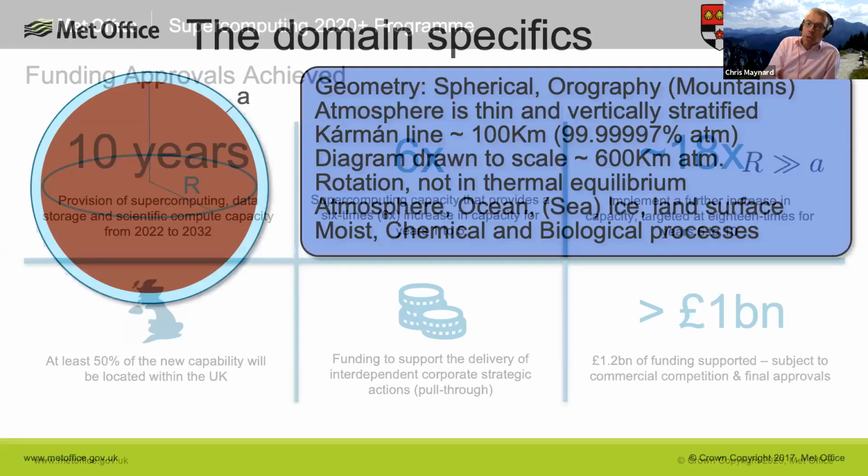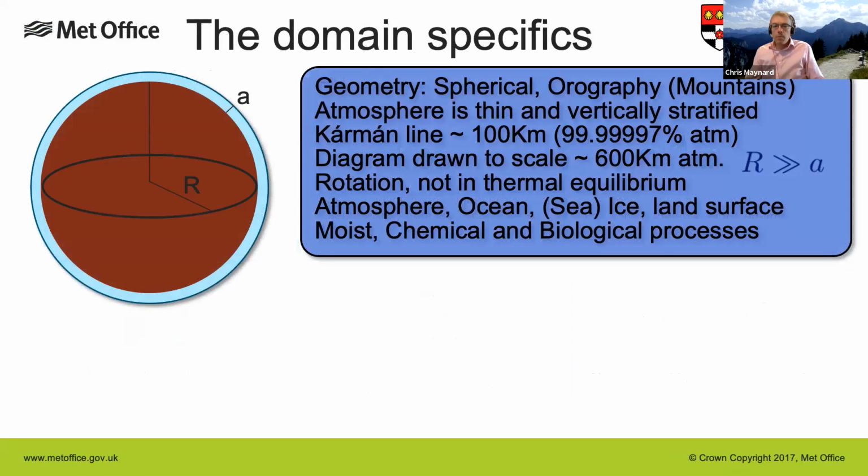So what are we going to do with this supercomputer? Well, what goes into a weather and climate model is quite specialized, and a lot of that comes from the domain, specifically the domain specifics of what we're doing. The most obvious thing being the geometry. It's spherical, but it's not completely spherical, because we have orography, mountains that stick up out of the surface of the Earth. The other thing to note is the atmosphere is very thin and vertically stratified.